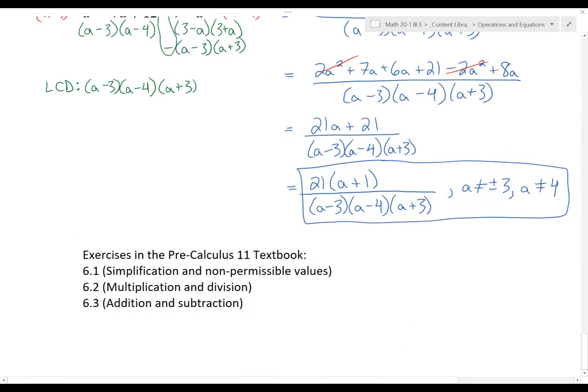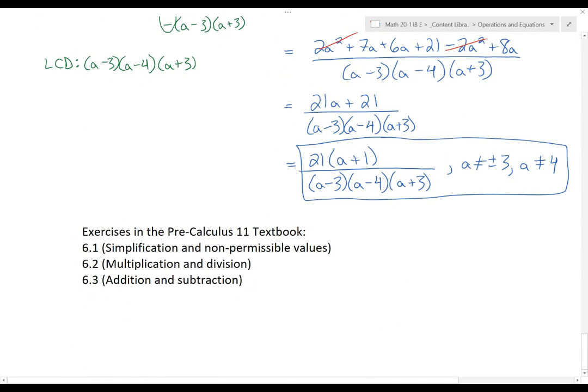You can find practice for these in your Pre-Calculus 11 textbook. Section 6.1 has simplification and the idea of non-permissible values. Try some of the harder questions in that section. You probably don't need to spend a lot of time there. Multiplication and division, again, do some of each type. Make sure you're doing the hardest questions in the section. And 6.3, addition and subtraction. That's probably where you're going to need to practice the most.